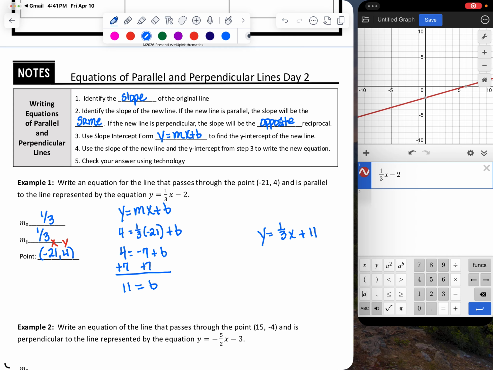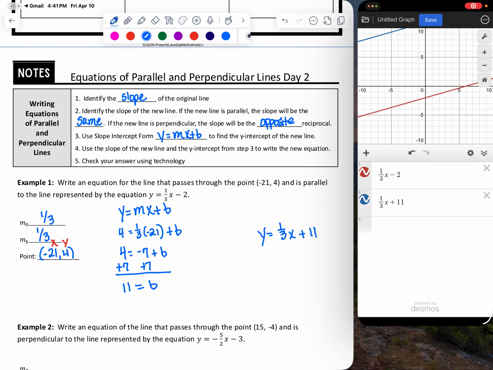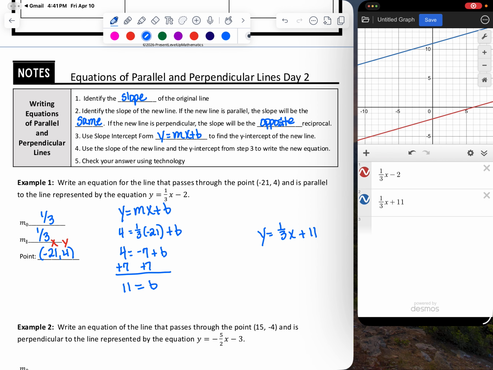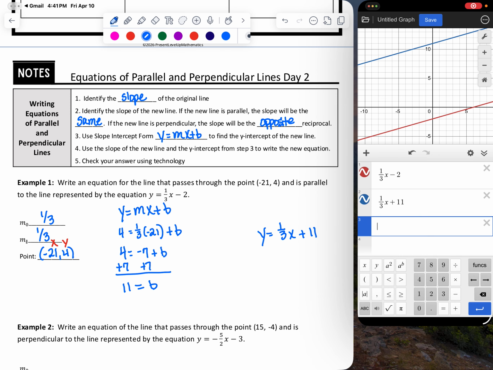Now, before I box that in, I'm going to check it. And this is how I'll check it. I'll come over here to my Desmos calculator. I'm going to enter this equation, 1/3 x plus 11. Okay, I'm going to have to zoom out a little bit. So that is definitely a line that's parallel to the original line. But what we have to figure out is, does my new line, which is in blue, contain the point negative 21, 4? So let's type negative 21, 4.